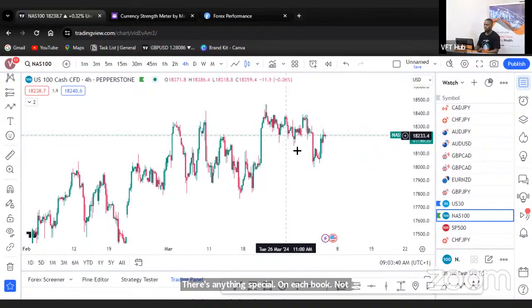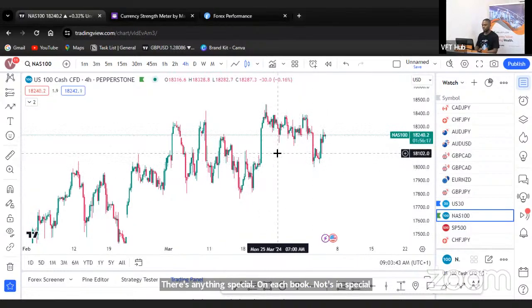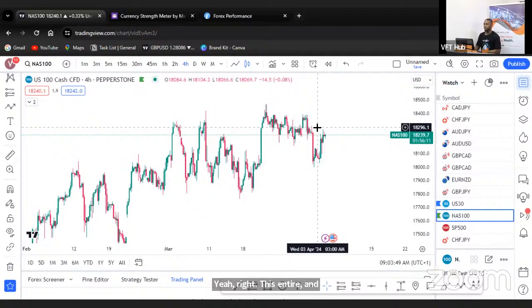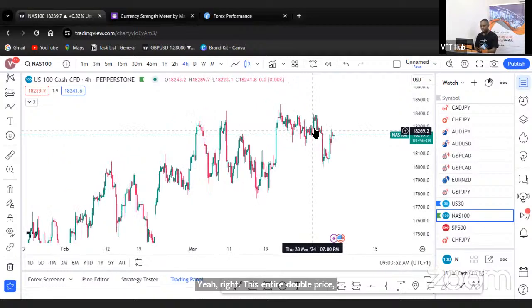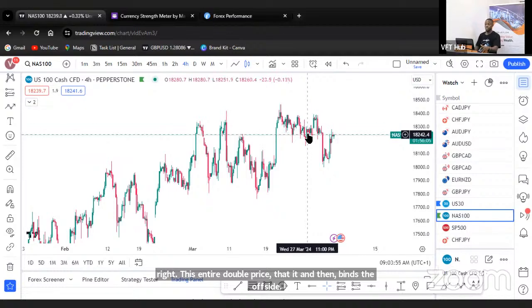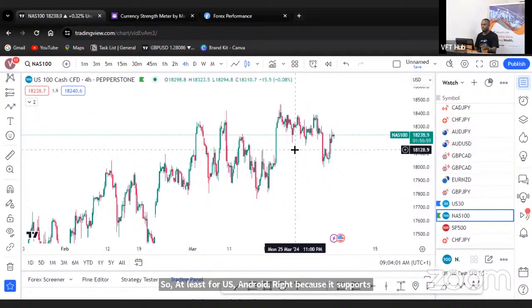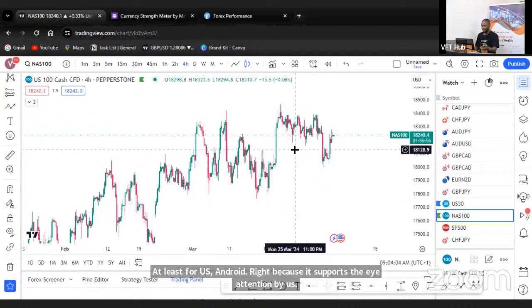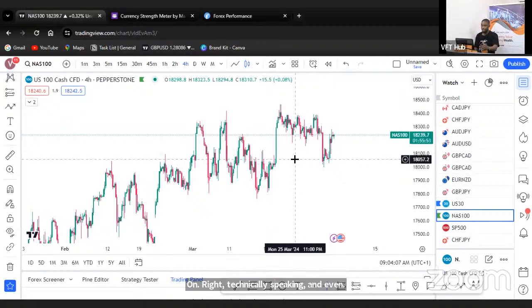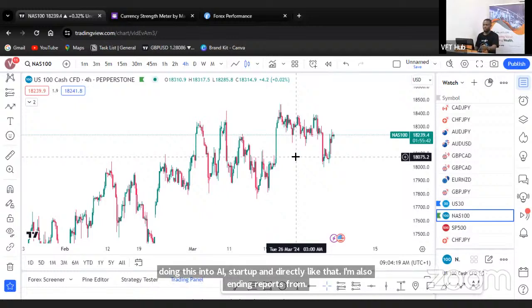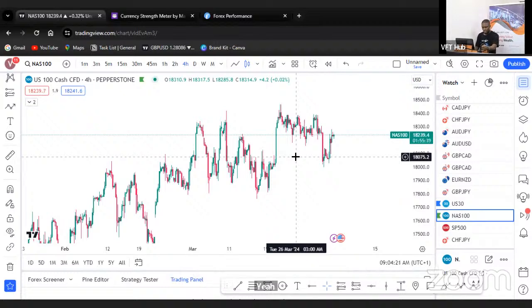Nothing special, just the price retraced and then started buying from this order block. This entire order block, price tapped it and then started buying to the upside, which is quite interesting, at least for US 100, right? Because it supports the higher time frame bias for the buy. Technically speaking, and even some fundamentals are still backing the buy up because of the investors that are rushing to invest into AI startups and the rest, and also any reports from AI and client companies, right? That'll be all for US 100.